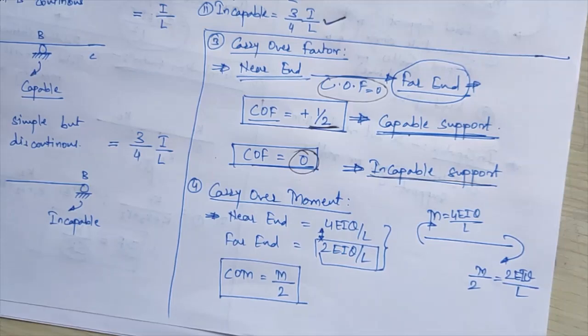Now, whatever numericals we solve in the moment distribution method are based on iteration methods, so we will see that by directly solving the numericals. In the next lecture, we will try to solve numericals on continuous beams using the moment distribution method.